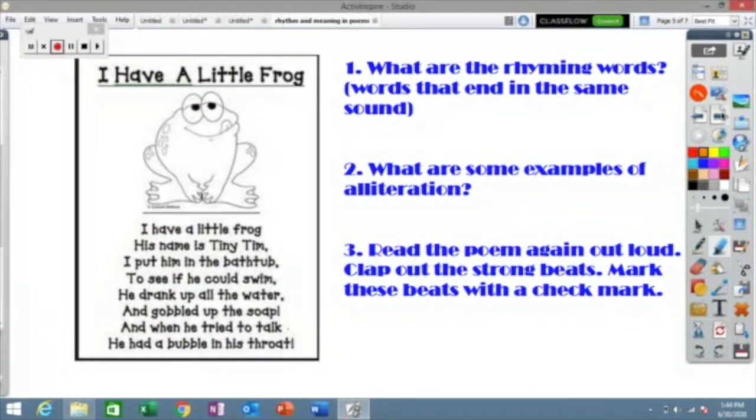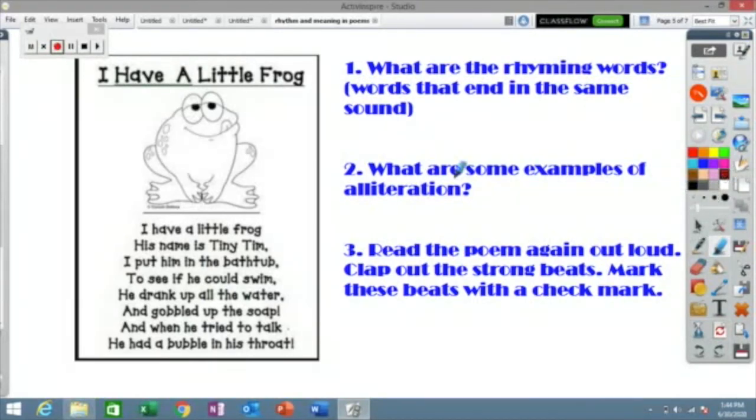All right, let's try another poem. You've already heard Miss Gould read this one aloud, I Have a Little Frog. I've even clapped out the strong beats in this poem. So now let's look closely at the rhyming words and some alliteration. So what are the rhyming words in this poem?